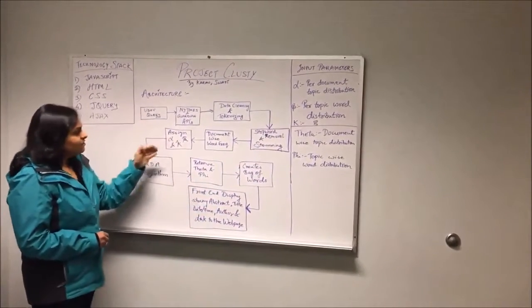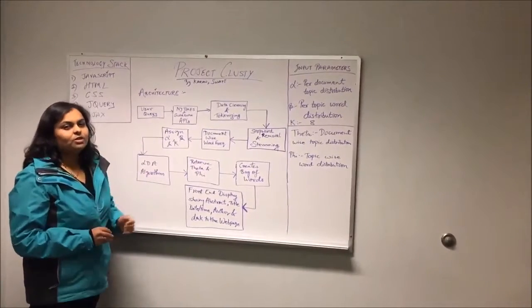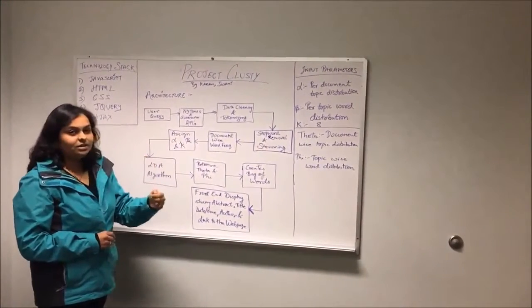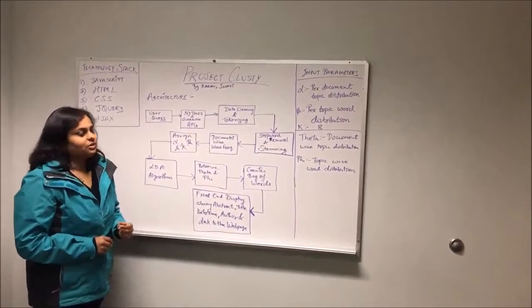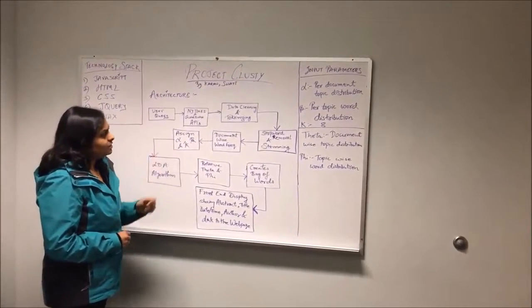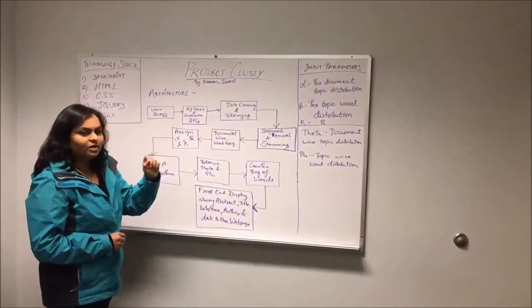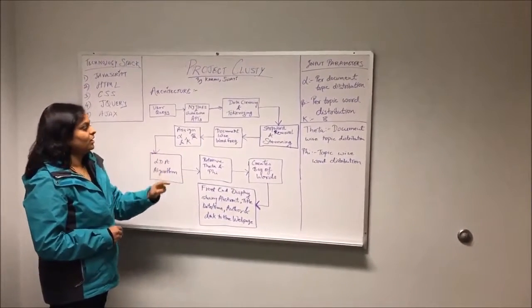That means if I give higher alpha, the documents would look similar to each other, and if I give higher beta, the topics would look similar to each other. And here in our project, we have kept alpha as 0.1 and beta as 0.01.